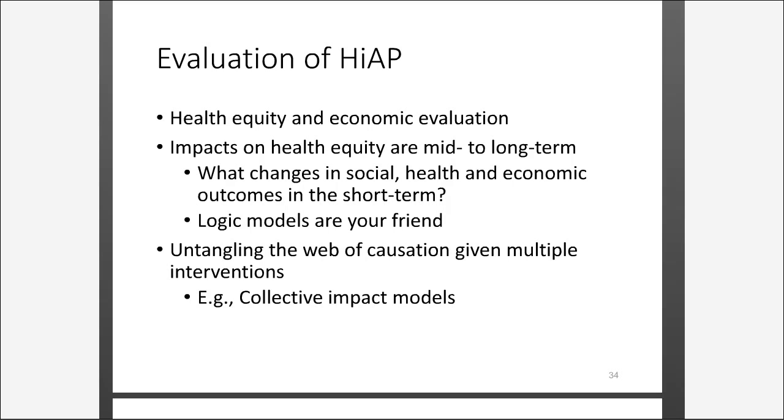So you want to think about how can you start to evaluate things more in the short term. What are the social, health, and economic outcomes that you expect to happen more quickly that would pave the way to impacts on health equity? And so logic models are your friend here. You want to try to think about the actions that you're doing in a very logical way. What's going to change in the first 3 months? What's going to change in the next 6 months, in the next 2 years, in the next 5 years, that sort of thing, so that you will know what to evaluate when, in other words.